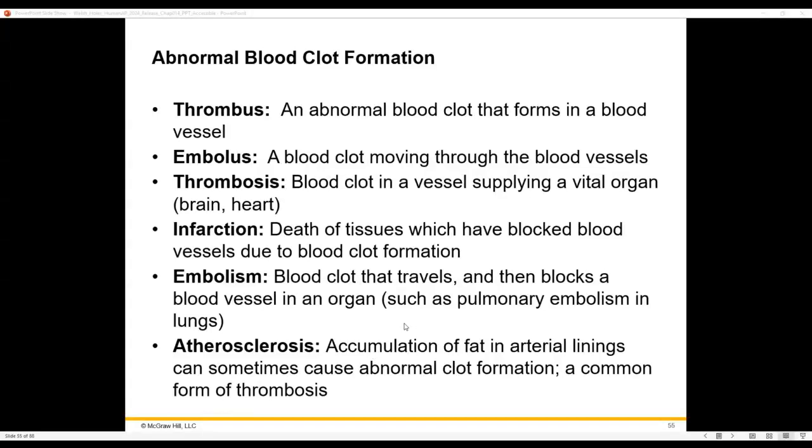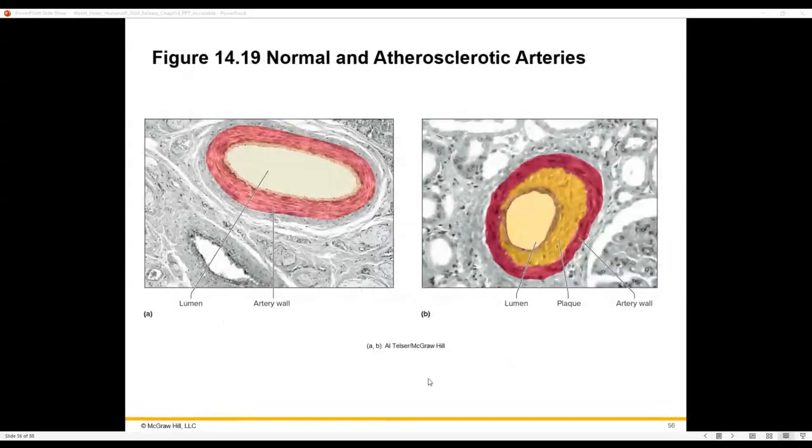Embolisms, this is a blood clot that travels and blocks a blood vessel in an organ, such as the pulmonary embolism in the lungs. And atherosclerosis, this is accumulation of fat in the arterial linings and can sometimes cause abnormal clot formation. This is a common form of thrombosis. And this shows you normal, and this shows you an atherosclerotic artery on the right.